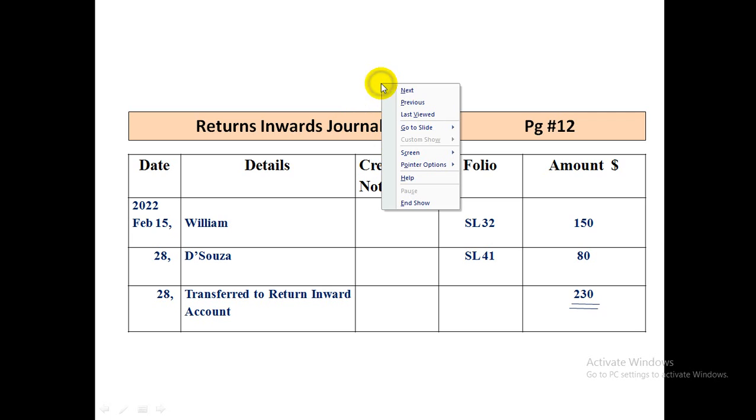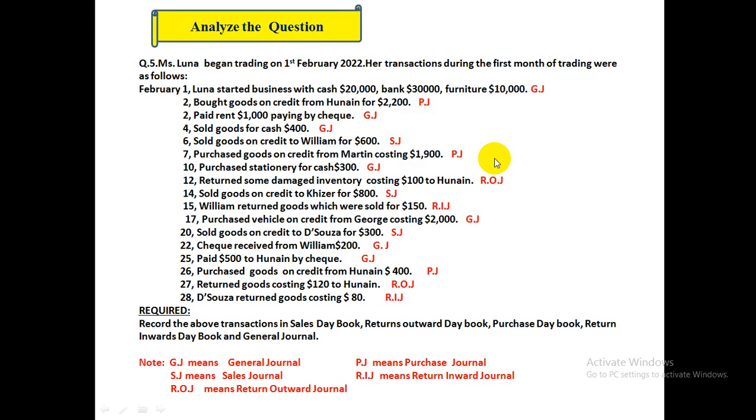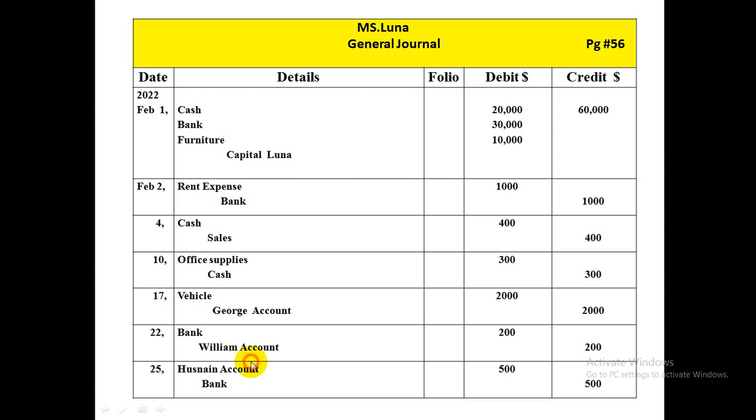Now comes the last thing, that is the journal. We'll look at all those transactions in which we had written GJ. We can simply say that transactions which are not recorded in any of these four books will be recorded in the journal. Investment, purchase of goods on cash, purchasing stationery, purchasing vehicle, receiving check, payment to supplier by check. All these are transactions which will not be recorded in any of these four specialized journals, therefore they will come in the journal.